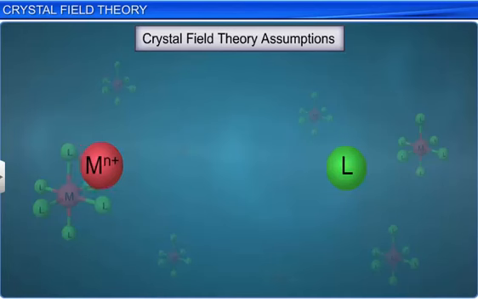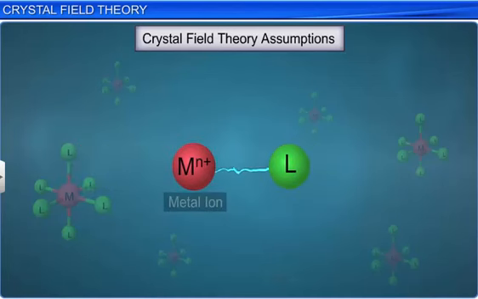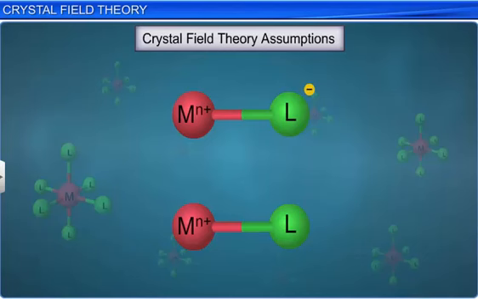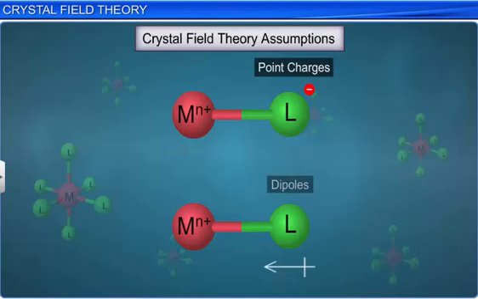The interaction between the metal ion and the ligand is purely electrostatic. That is, the metal-ligand bonds are 100% ionic in nature. Negative ligands are treated as point charges, and neutral ligands are treated as dipoles. Thus, the bonding in the complex may be an ion-ion interaction or an ion-dipole interaction.